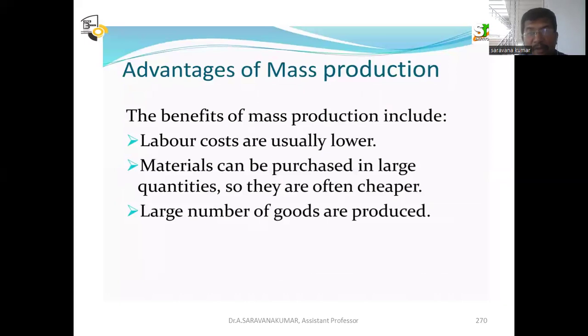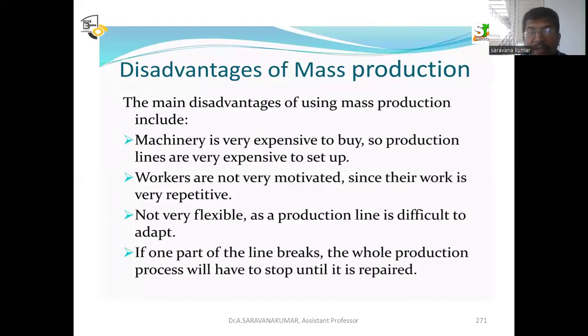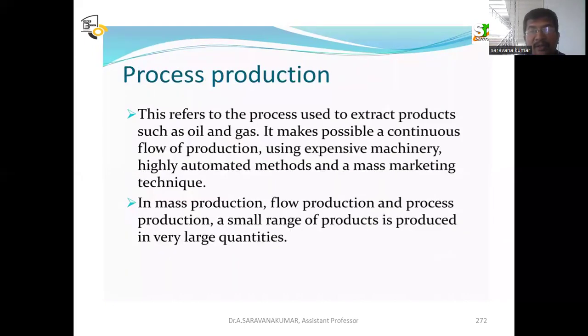So what are the merits of mass production? Labor costs are usually lower, because if you go for mass production, the labor costs are usually lower. Materials can be purchased in large quantity, so they can be offered cheaper. A large number of goods are produced. So what are the demerits? The main disadvantages of using mass production include that machinery is very expensive to buy, because if you are going to produce more, the machinery will be huge. Production lines are very expensive to set up. Workers are not very motivated since their work is very repetitive. It is not very flexible, as a production line is difficult to adapt. If one part of the line breaks, the whole production process will have to stop until it is repaired.